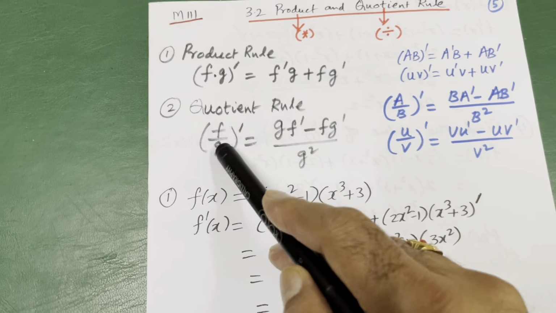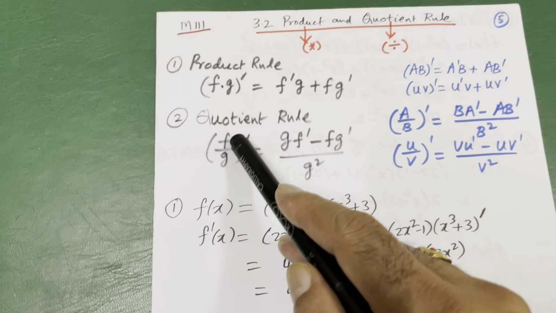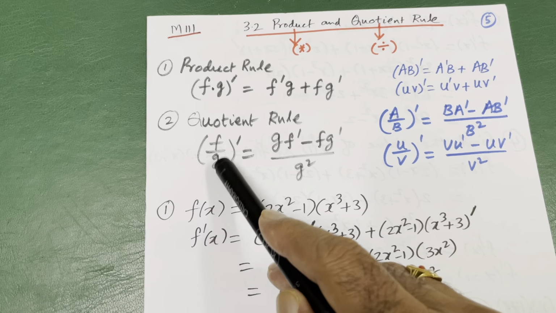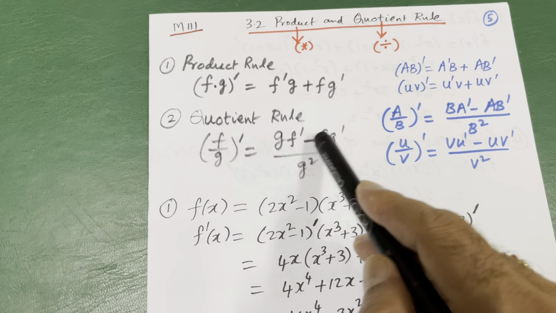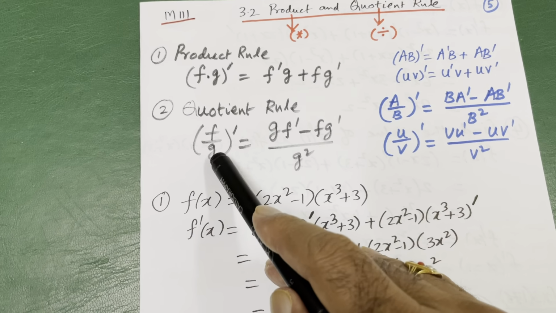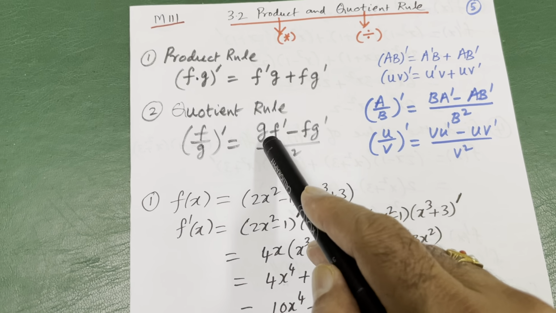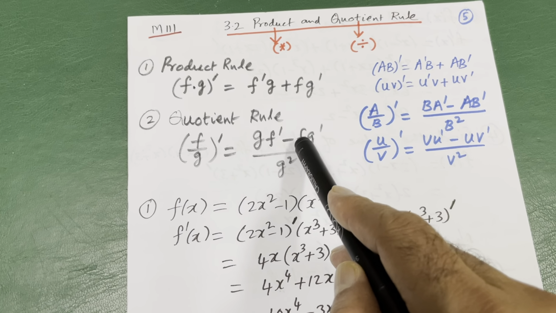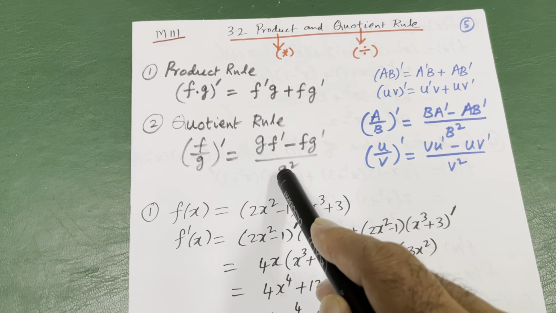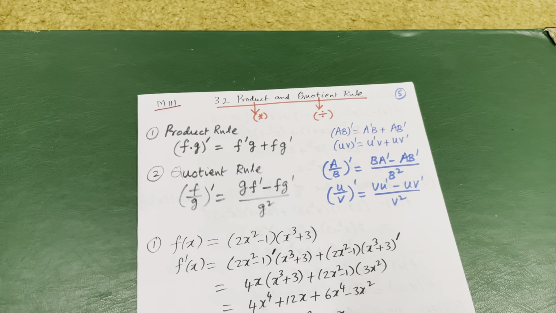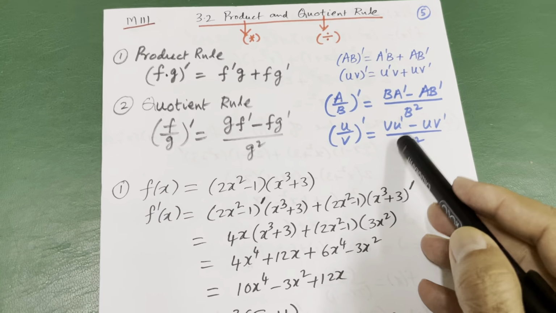Similarly, there is a formula for the quotient. Quotient means F over G. Here it is G multiply F prime minus F multiply G prime over G square. Usually we remember it like this: denominator into derivative of the numerator minus numerator multiply derivative of the denominator, by denominator square. Whatever method you take, you remember it like this.